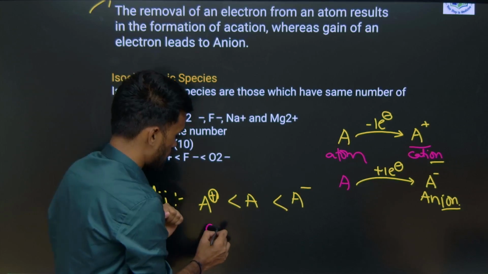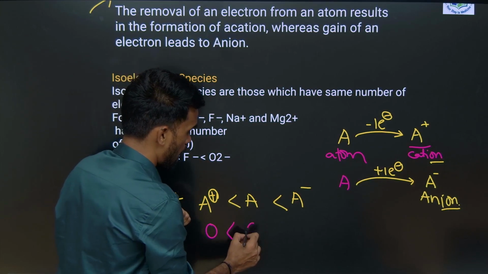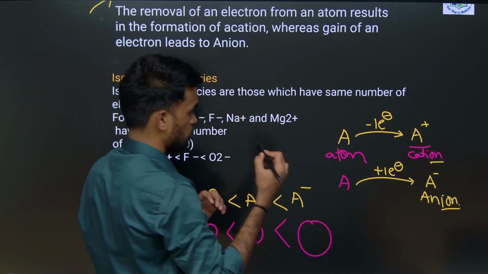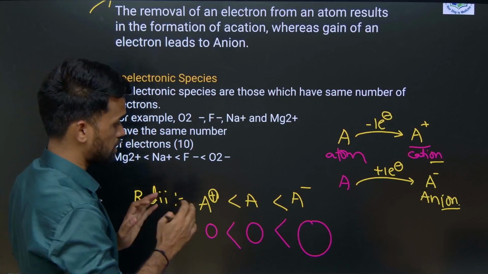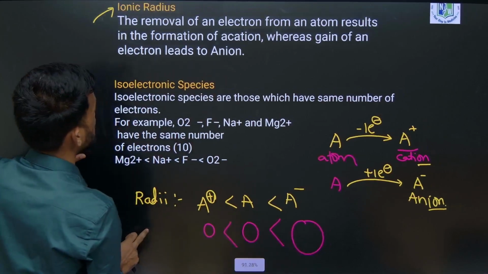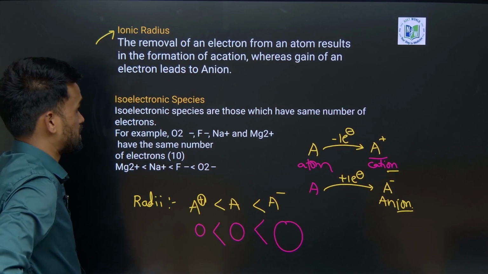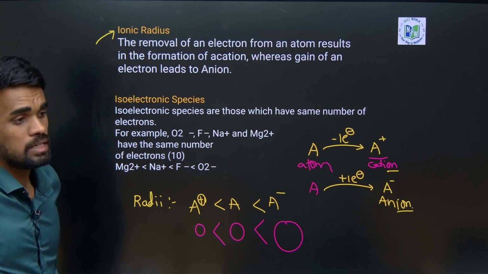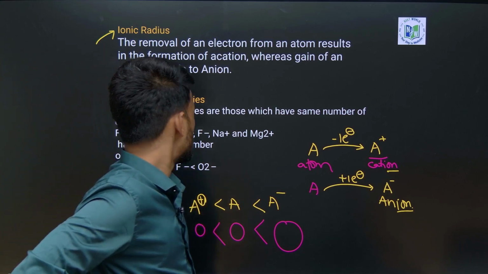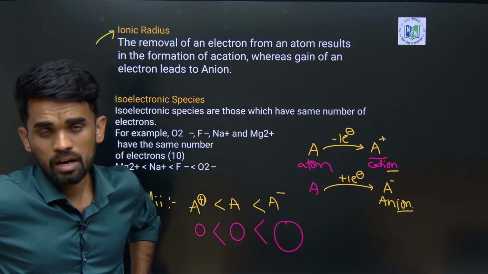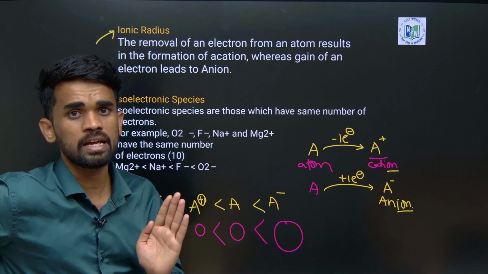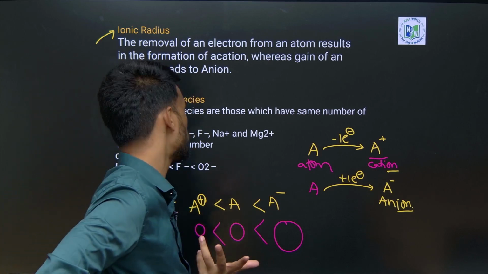Okay, so cation size will be smaller than the atom, then the anion will be larger than this, you can remember. Like this you can make it for yourself for understanding purposes. Now you can follow the same trend for cations. As we move down the group, size increases because atomic size increases, similarly cations or anions also increase, same trend you can follow.